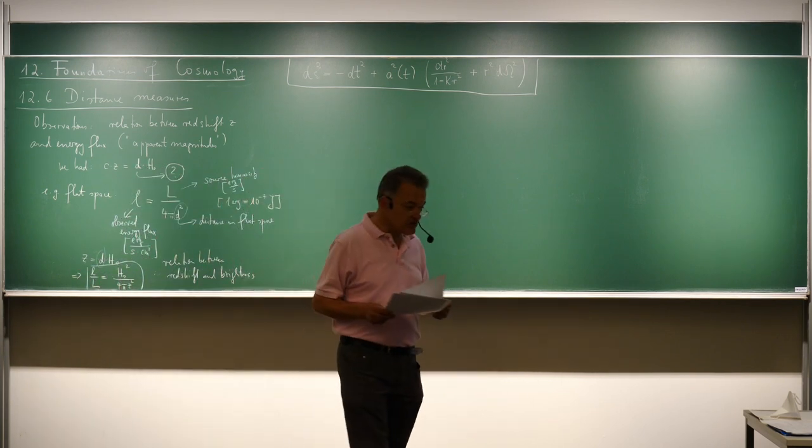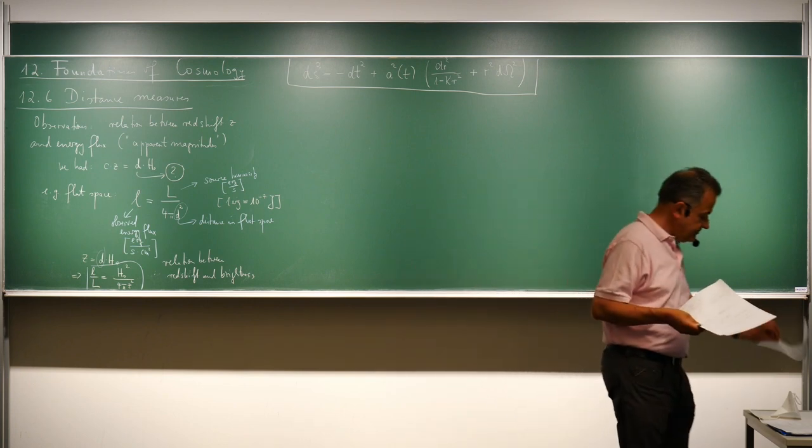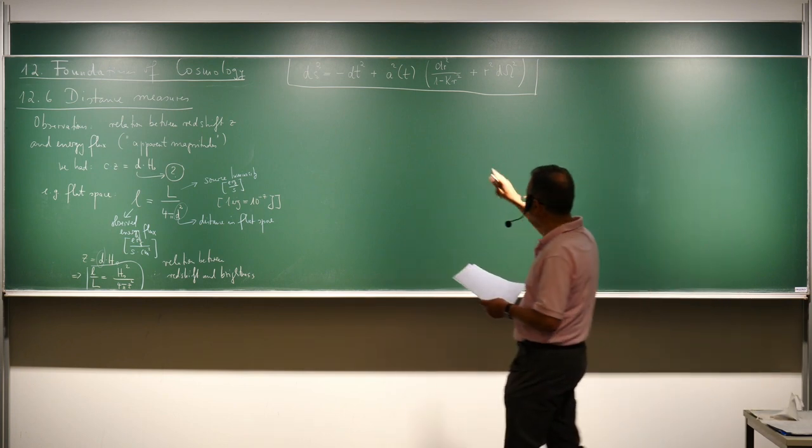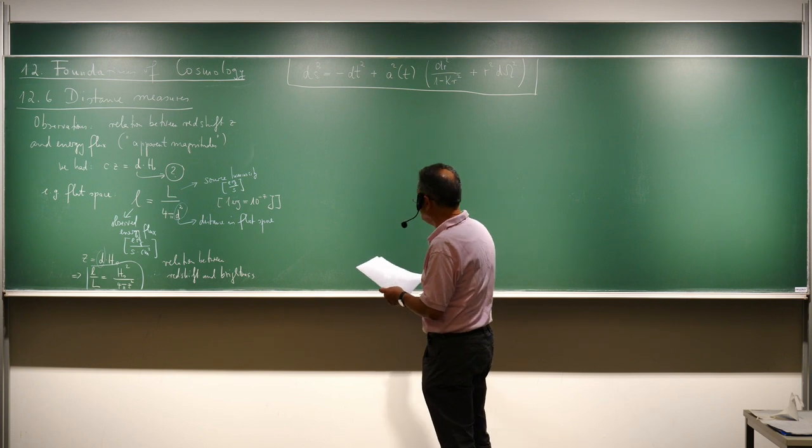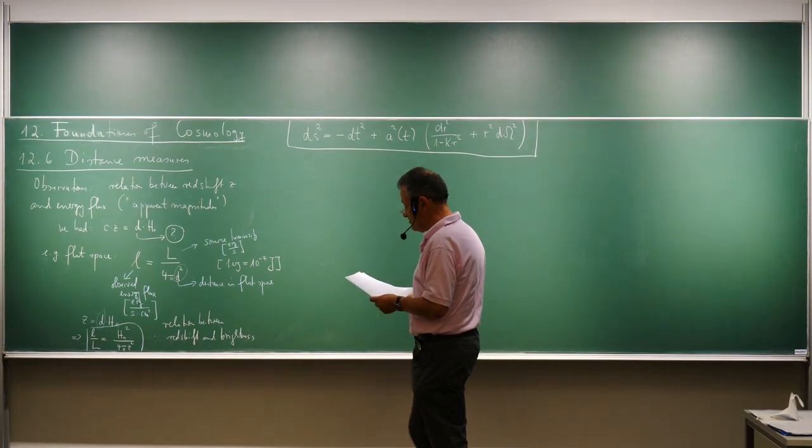Now, how do we generalize this to Friedmann models? And I have referred in here, of course, to that Robertson-Walker metric.